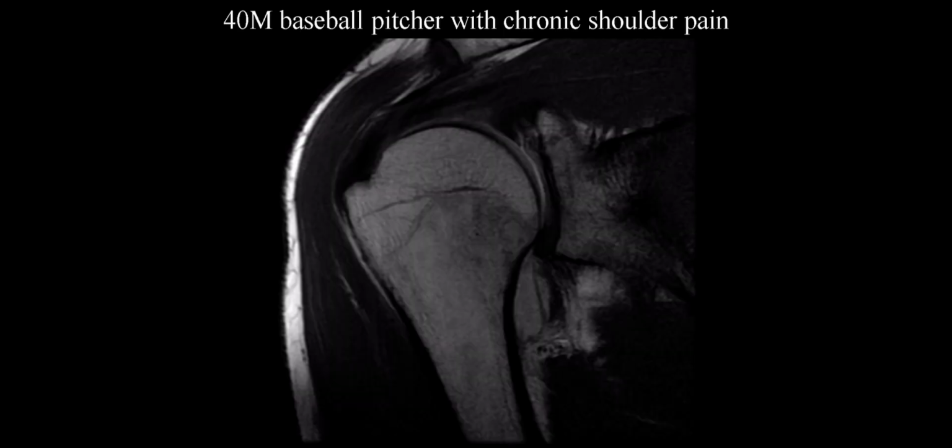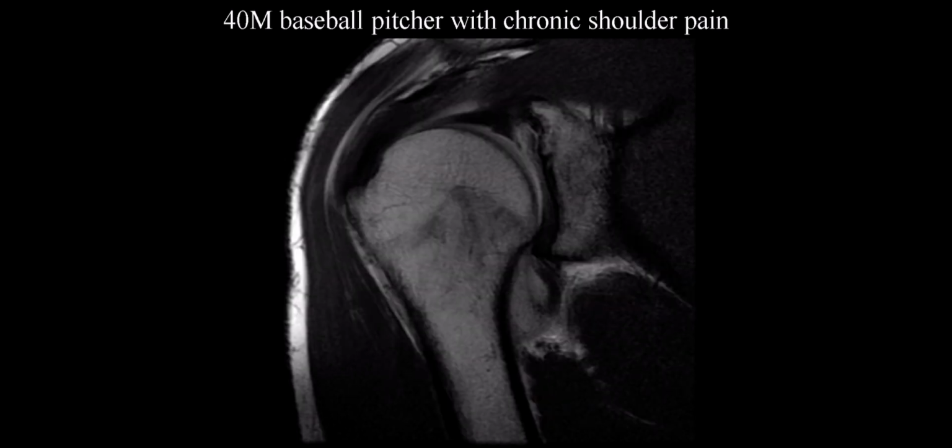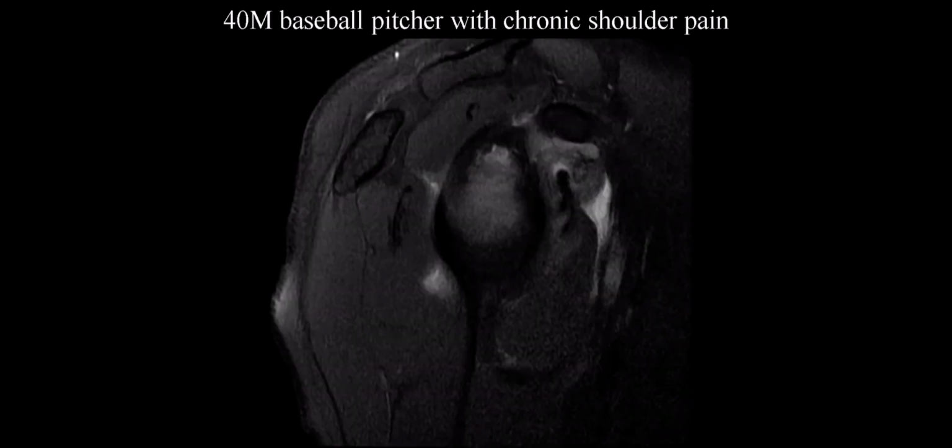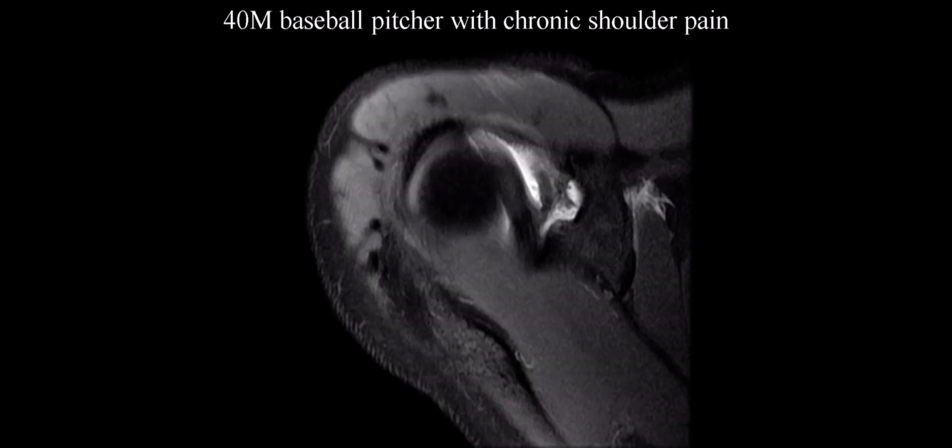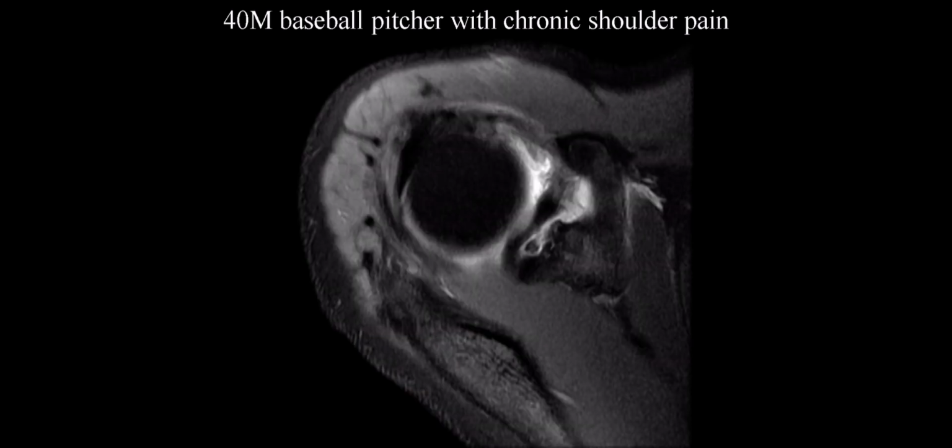Okay, and here's another patient, a little bit more extensive injury. So this patient has a long history of being a baseball player, and he's had chronic shoulder pain. So as you look through these coronal images, and sagittal images, back to coronal, fluid-sensitive T2 sequence. And now we have your axial images.